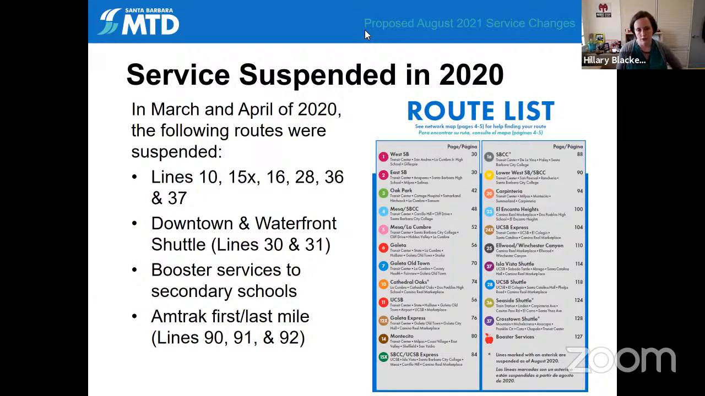So what did we do last year? Last March and April, we suspended routes as the campuses were closing, as the economy was closing. We did it in two quick spurts, March 19th and April 6th. And so these are all the lines that we suspended. Again, the ones I just talked about bringing back or terminating. We suspended the booster services to the junior highs and high schools. And then 90, 91, and 92, those are our Amtrak first and last mile shuttles that serve Goleta and Santa Barbara train stations for the peak trains. Those trains are not currently running. And so those, we weren't going to send a bus to meet a train that isn't there.